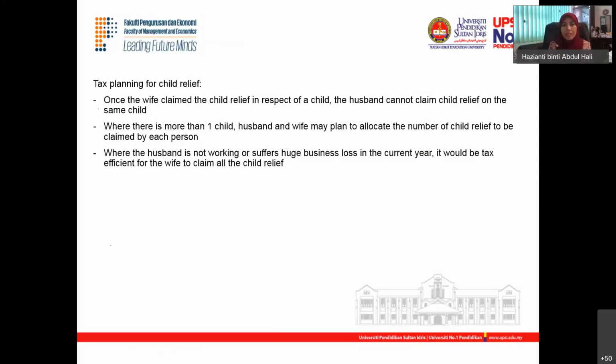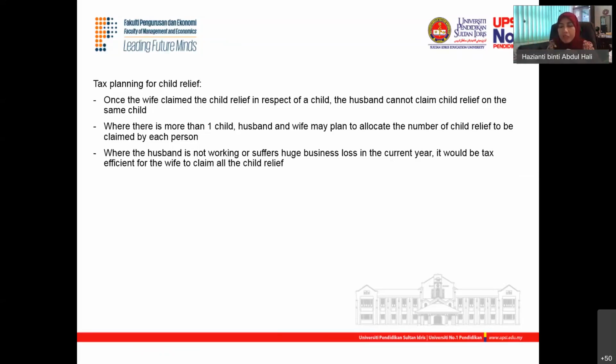That is why we call it tax planning, because once you have the tax file number, the e-filing system is very user friendly, you can key in and calculate first to see how much your tax refund is. Sometimes you key in and there is no tax refund, so you can adjust the child claim, who wants to take it. Normally that's what I do. So we divide, and then we calculate to see who gets the tax refund.